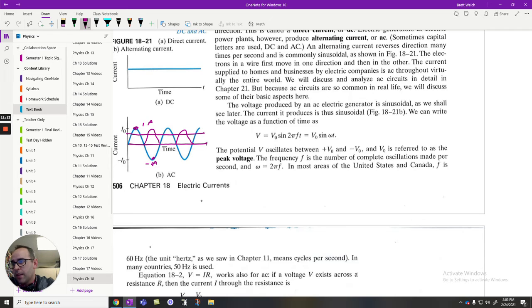Okay? This is what's called the RMS value. It is lower than the peak value, but it's essentially what we would call an average, or the average voltage or average current that we would see coming out of an AC circuit.